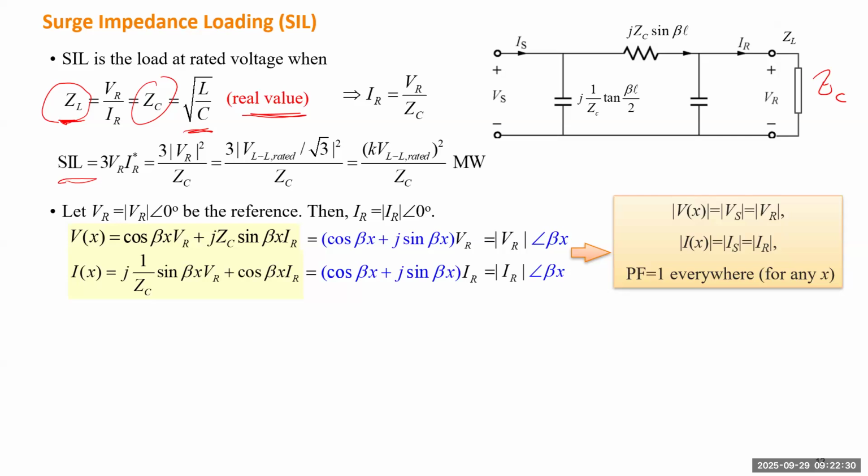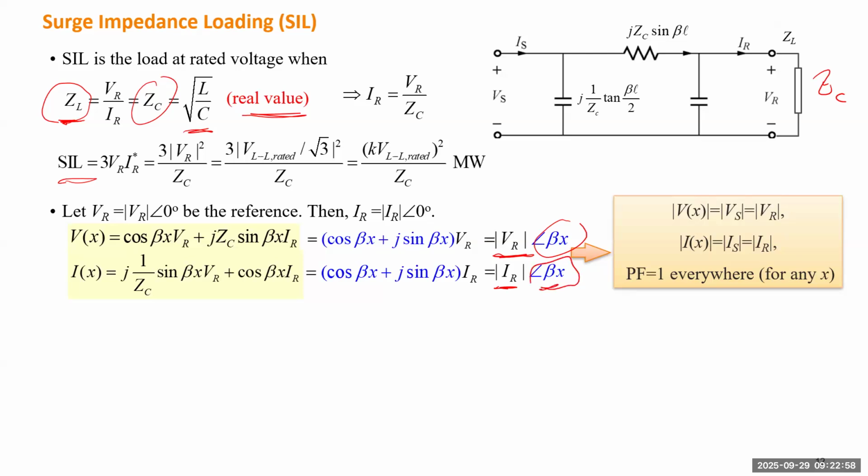So when we calculate the voltage along the transmission line, we find out that everywhere the voltage will have the same magnitude, which is the same as the load voltage. The only difference is the angle. By changing the distance to the load, this angle can change, but the magnitude of the voltage will be the same everywhere. The current also has the same magnitude and the same angle.